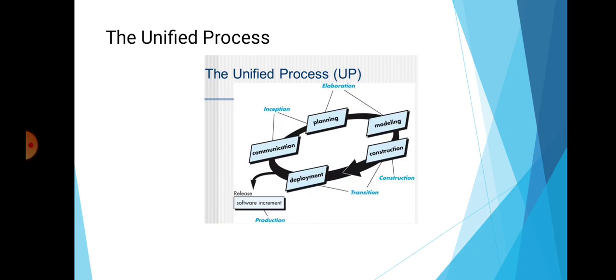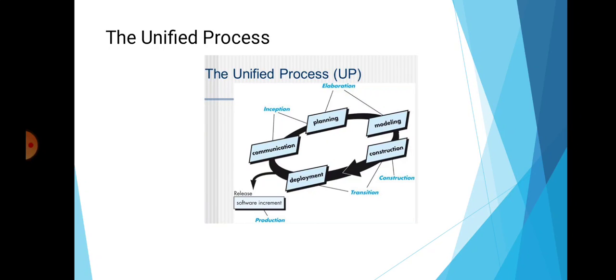The unified process recognizes the importance of customer communication and streamlined methods for describing the customer's view of the system. That means the use case view. The unified process and the rational unified process is a framework for object oriented software engineering using UML diagrams. It suggests a process flow that is iterative and incremental, providing the evolutionary feel that is essential in modern software development. This model also contains five phases: communication, planning, modeling, construction, and deployment.